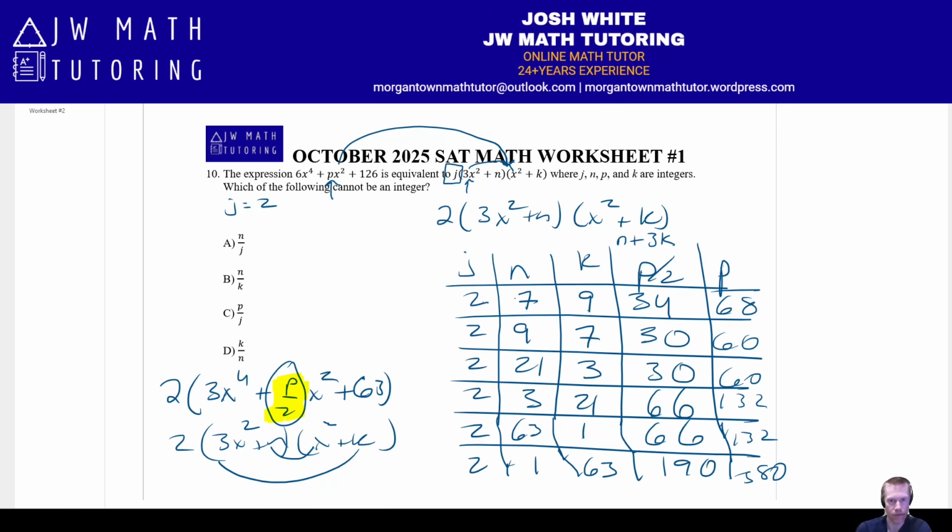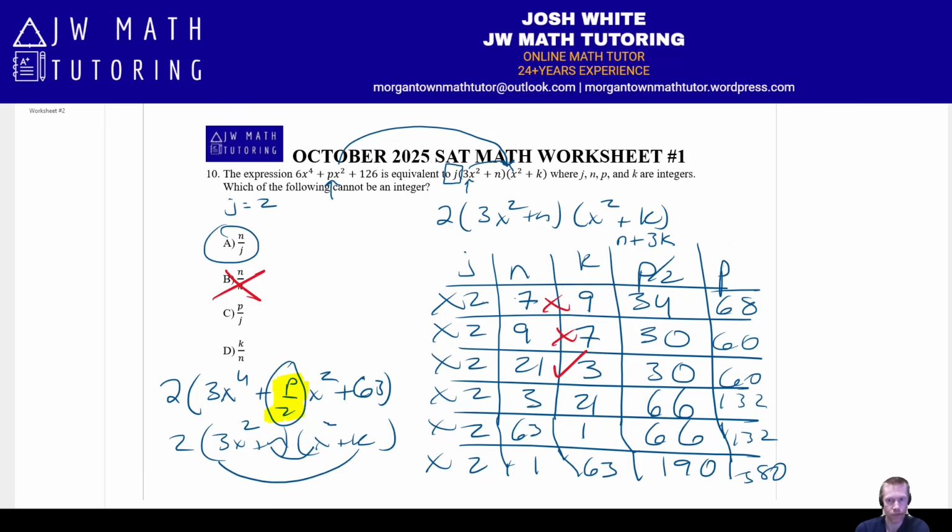Odd over even. 7 over 2, integer? No. 9 over 2, no. 21 over 2. Notice they're all decimals. 3 odd over even, no. Odd over even, no. Odd over even, no. So that is the correct answer. But just to show you, n over k. All right, 7 over 9, integer, no. 9 over 7, no. 21 over 3, yes. 21 over 3 is 7. It can be an integer. Therefore, it is not the correct answer.